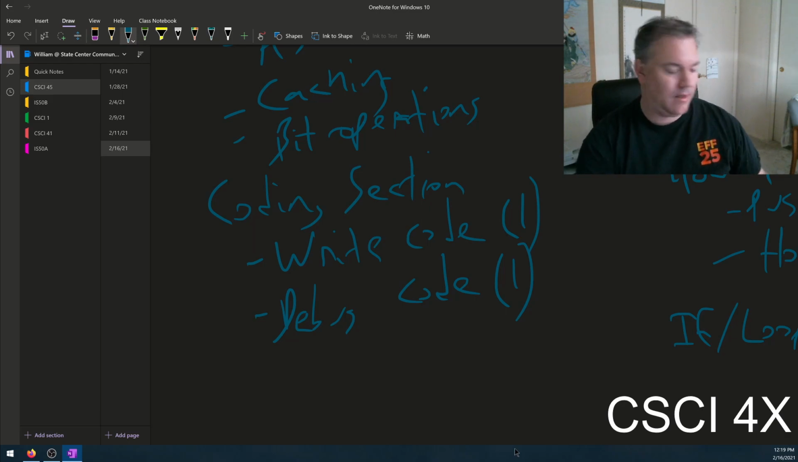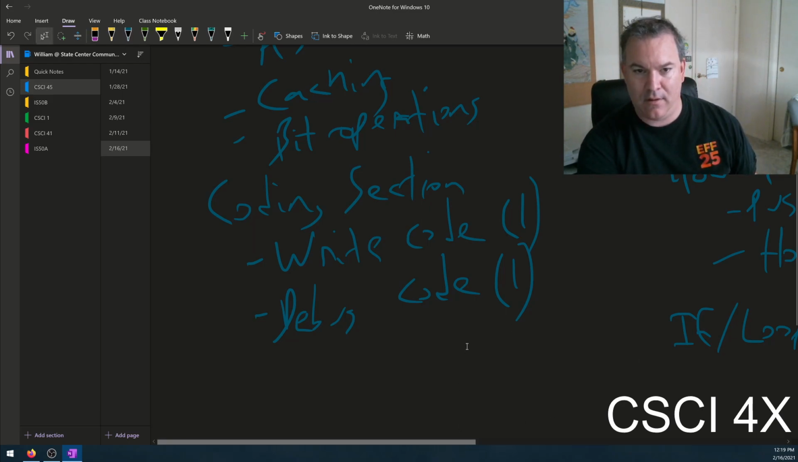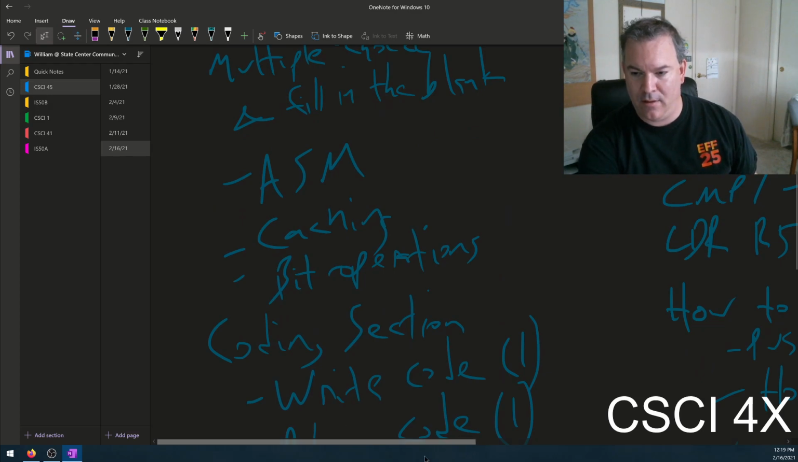Shifting won't be on there. Yeah, bit operations are part of shifting.